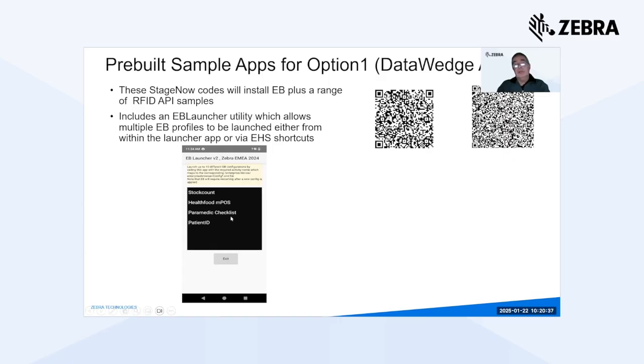The only thing you'll need to make sure is that this will install a DataWedge profile. You just need to make sure, as I said previously, that the RFID reader is selected in the DataWedge profile and is available.